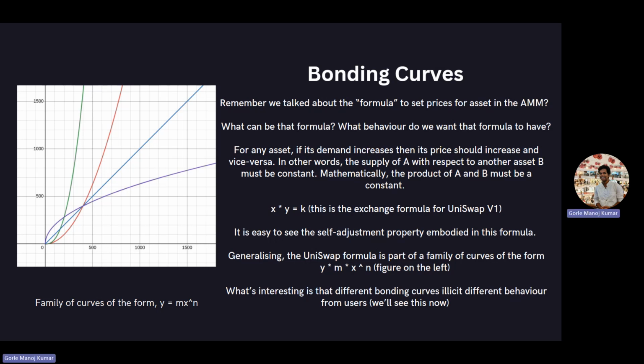One more thing is that in this curve, y is the price of the asset and x is the supply of that asset. So we are basically trying to relate the price of an asset to the supply that it has in the contract as of yet.